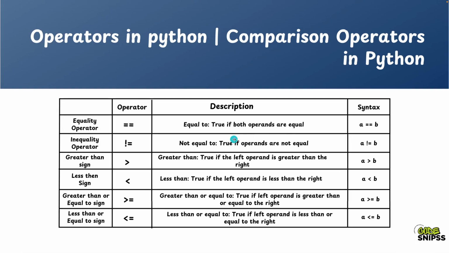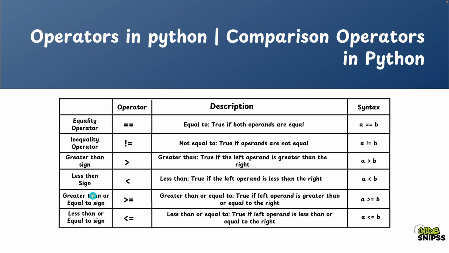Now moving on to our other comparison operators. Now we have the inequality operator. What it does is, if both values are unequal, then it will return true, and else if both values are equal, it will return false. Now moving on to the greater than sign, which you have used in mathematics also. If the left operand is greater, then it will return true, or else it will return false. As you can see, if a is greater than b, it will return true or else false. Lesser than sign: if the left operand is less than the right, then it will return true or else false.